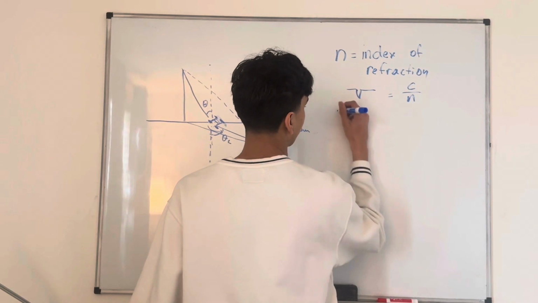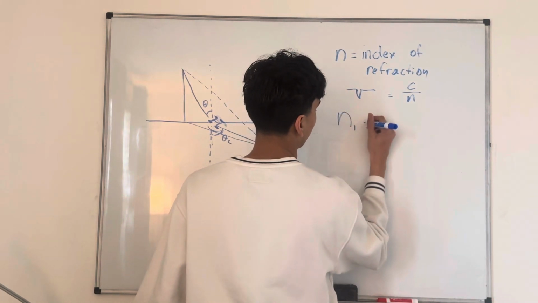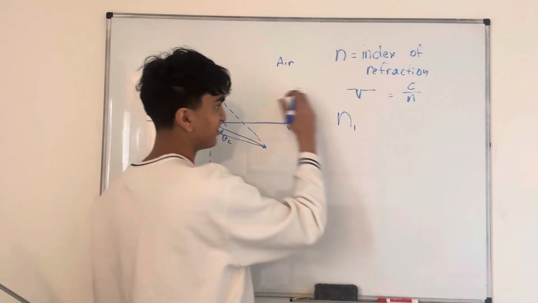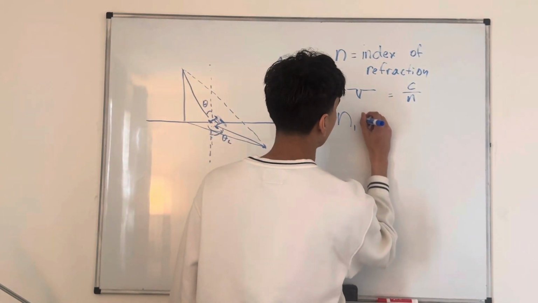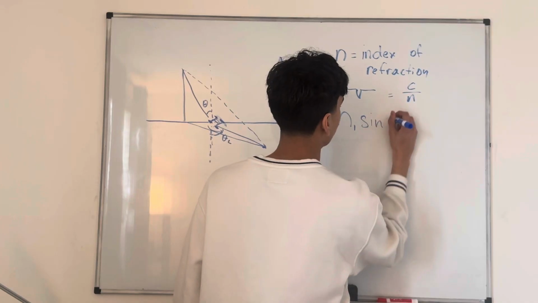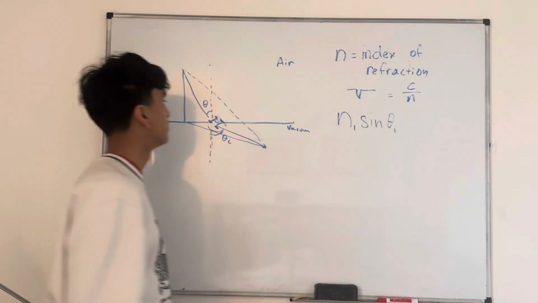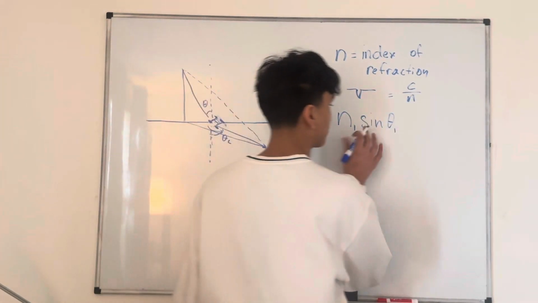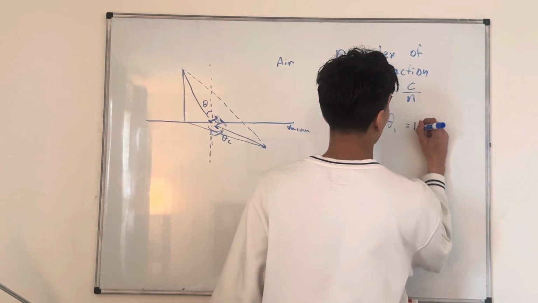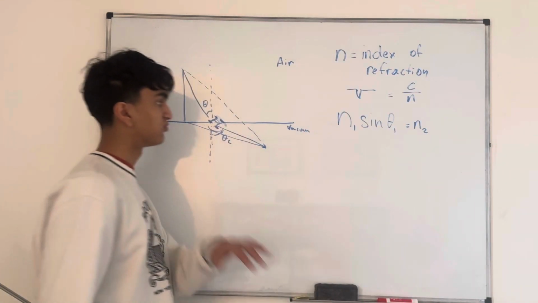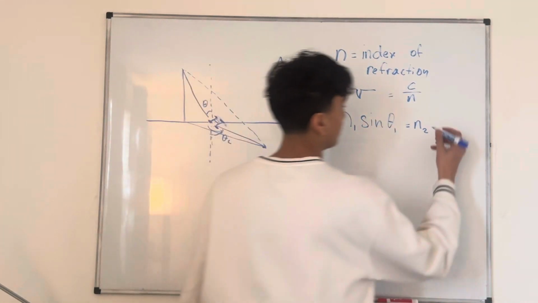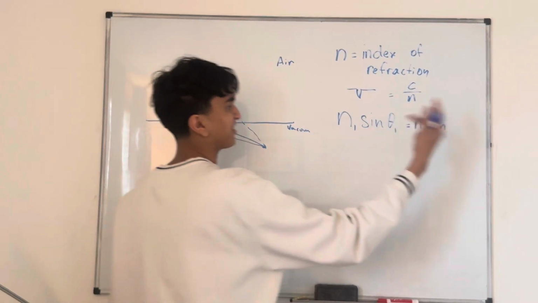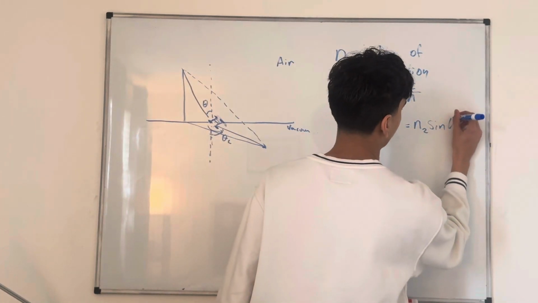Snell's law tells us that if you take the index of refraction for the first material, multiply it by the sine of the angle of incidence, or the angle to the normal of your first material, that product is going to equal the product of the index of refraction for the second material and the sine of the angle of refraction.